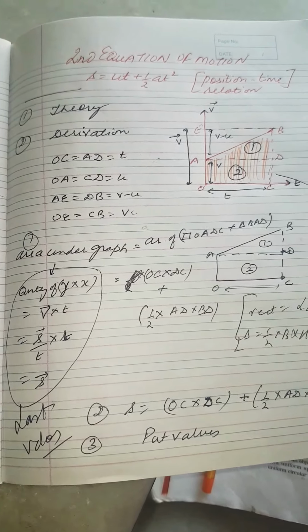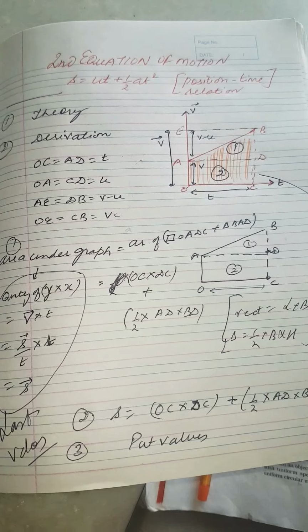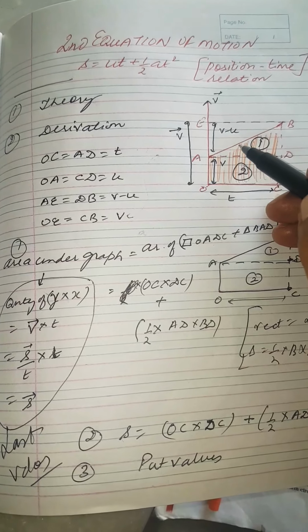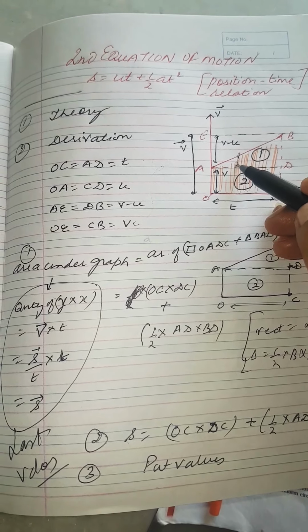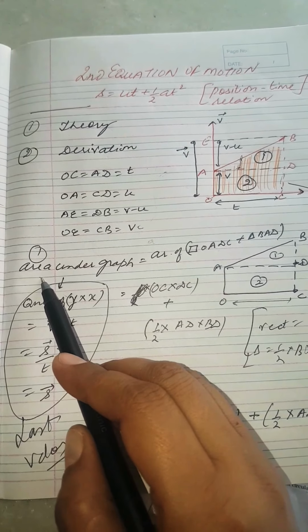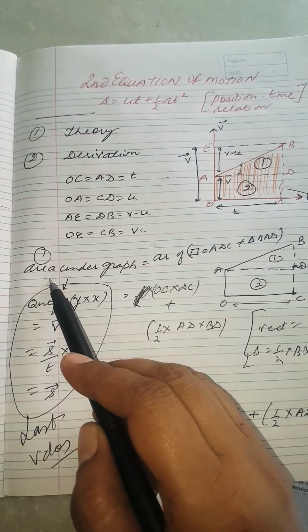So in my first equation of motion derivation, I have told you that we have taken slope of the graph. Slope was this angle made with the x-axis. In this case, we are going to take first step as to area under the graph.